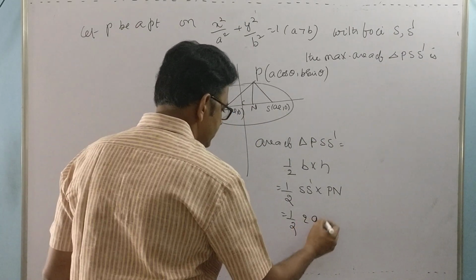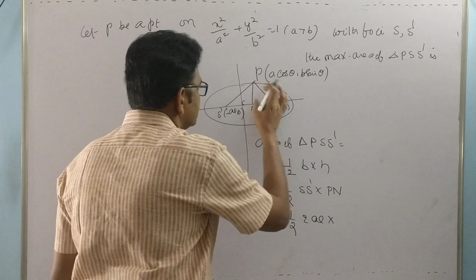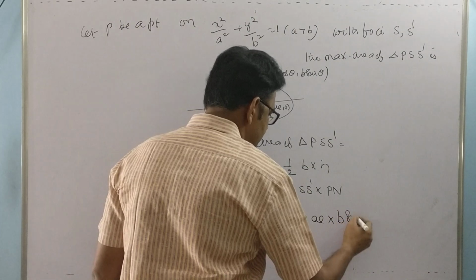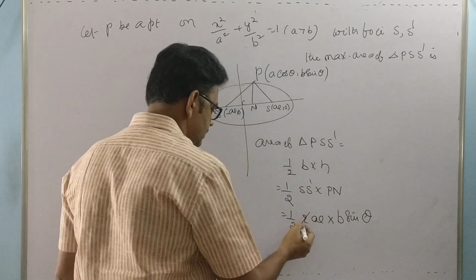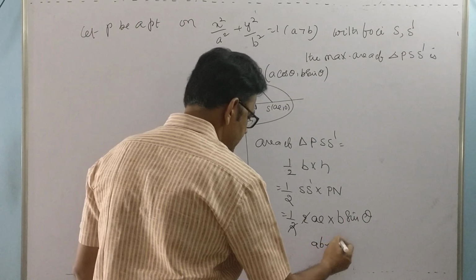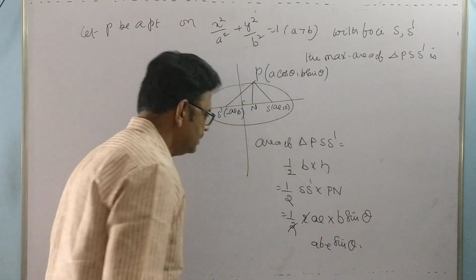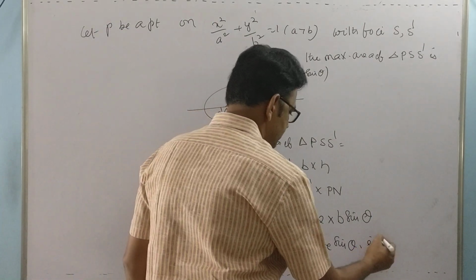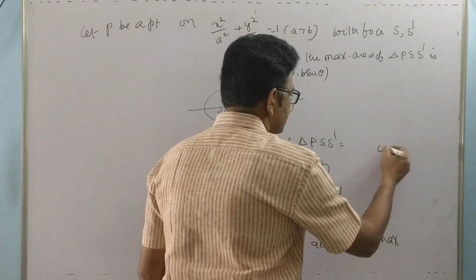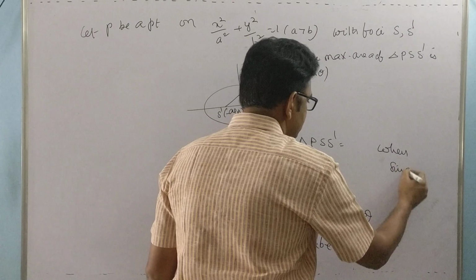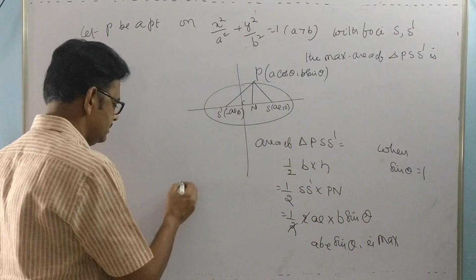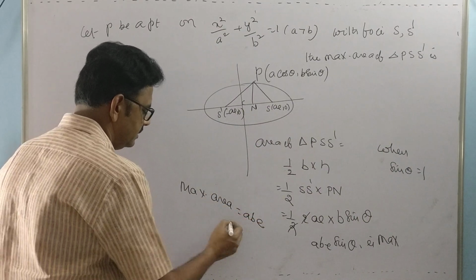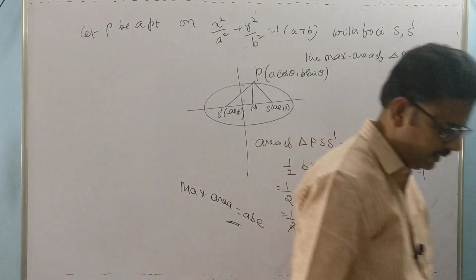So this is 2ae into y1, which means b sin theta. So this is x1, y1, that is a cos theta, b sin theta. These two get cancelled, giving a b e sin theta. Area is maximum when sin theta is 1. Therefore, the maximum area is equal to a b e.